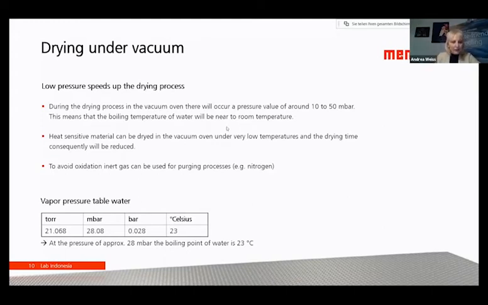So we have here also looked to the vapor pressure table. So that means when we go for a pressure of 28 millibar, then the boiling temperature of water is 23, which is really very low compared to the general condition, which means that we have 100 degrees as a boiling temperature of water. When we consider pressure, we have environmental pressure of approximately 1,100 millibar, and here we go down to 28 millibar.